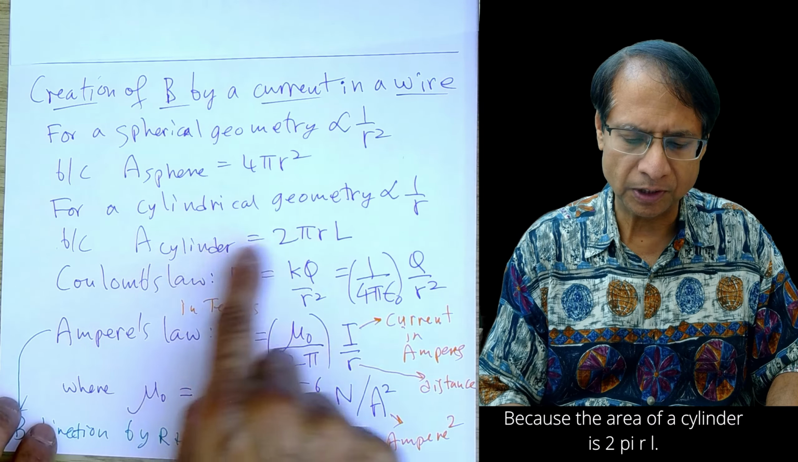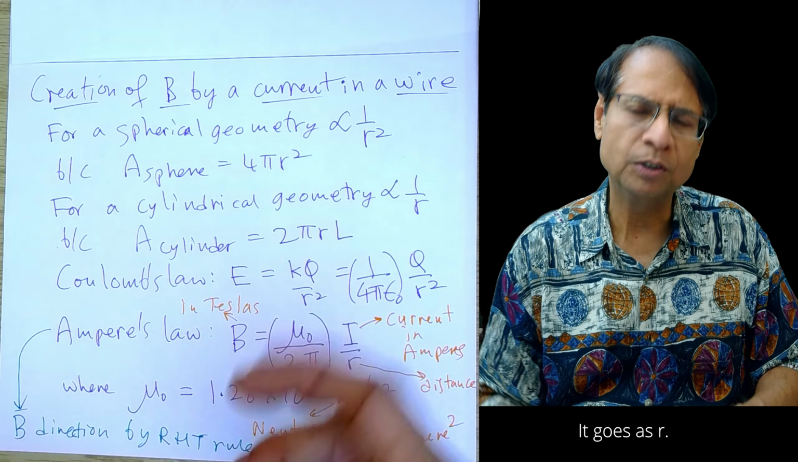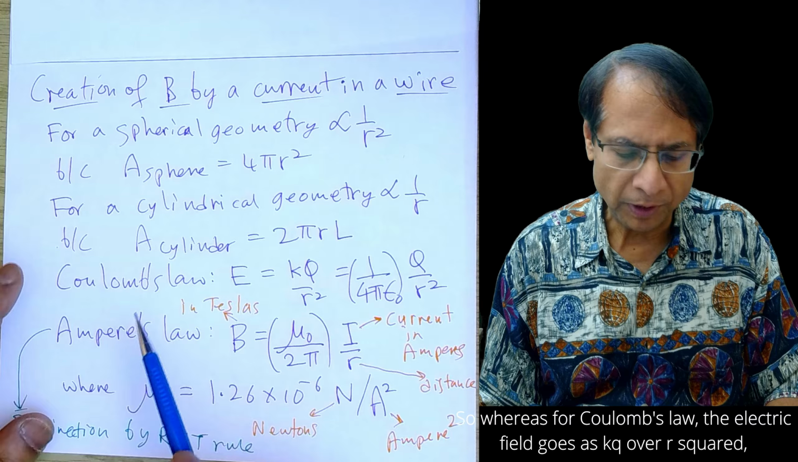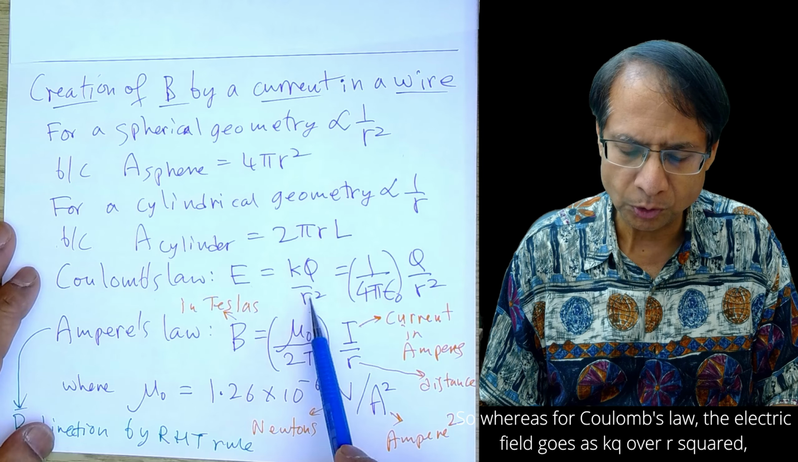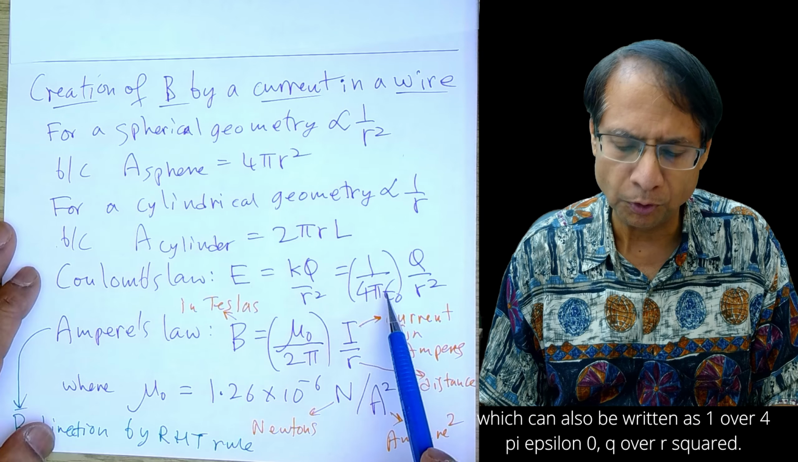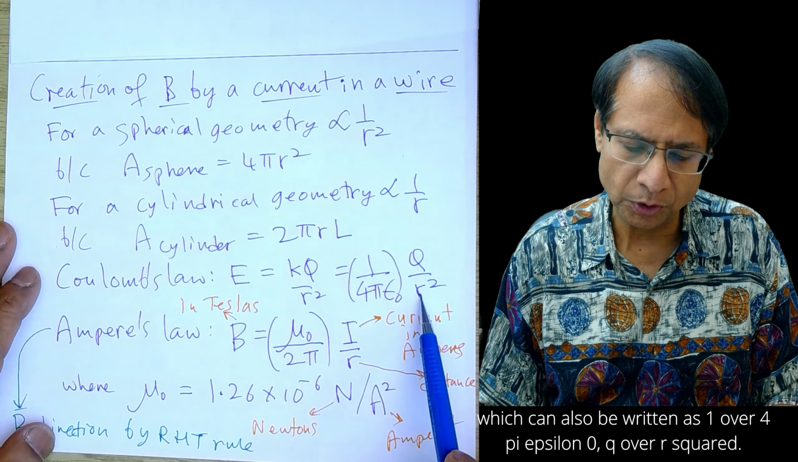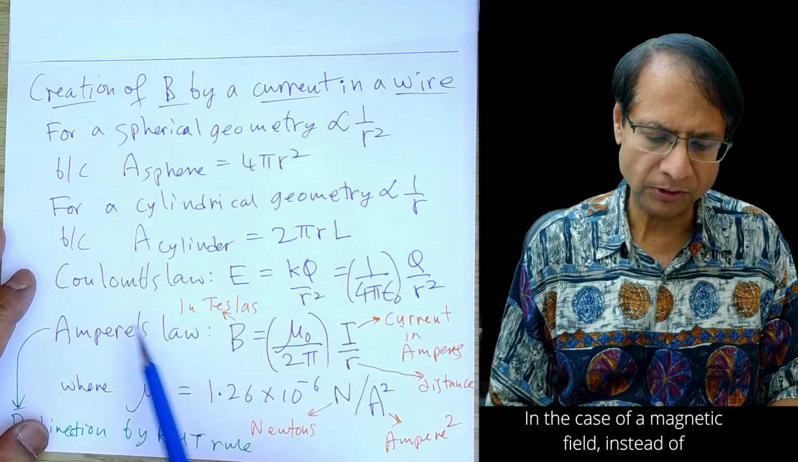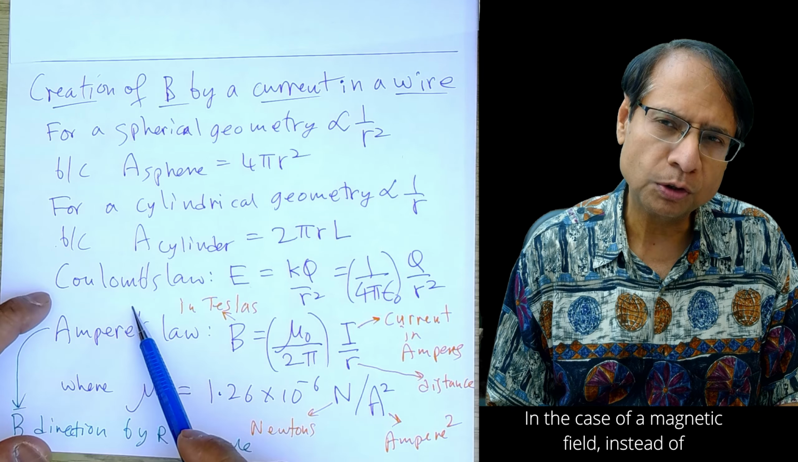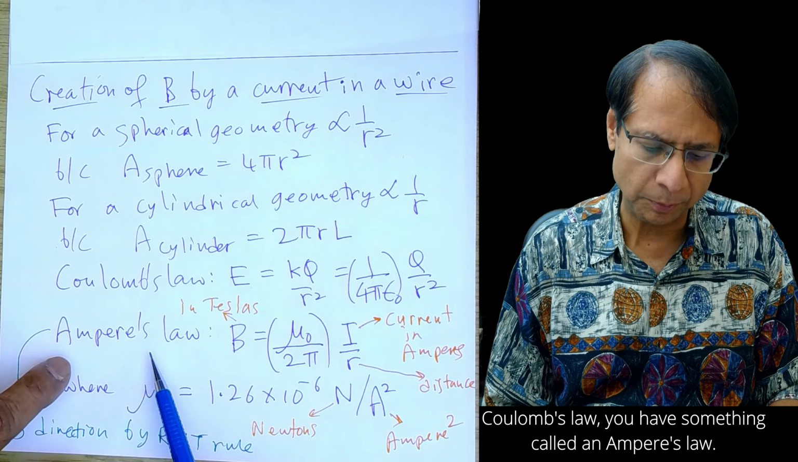Because the area of a cylinder is 2 pi r L, it goes as r. Whereas for Coulomb's law, the electric field goes as kq over r squared, which can also be written as 1 over 4 pi epsilon 0, q over r squared, hence the 1 over r squared proportionality. In the case of a magnetic field, instead of Coulomb's law, you have something called Ampere's law.